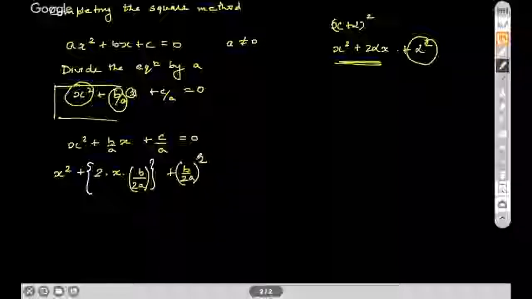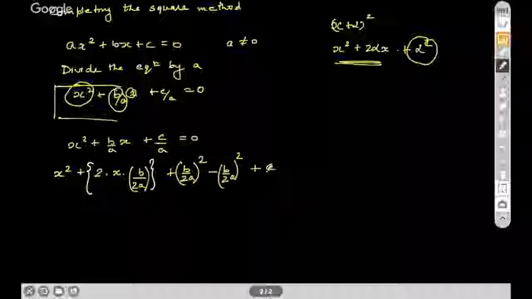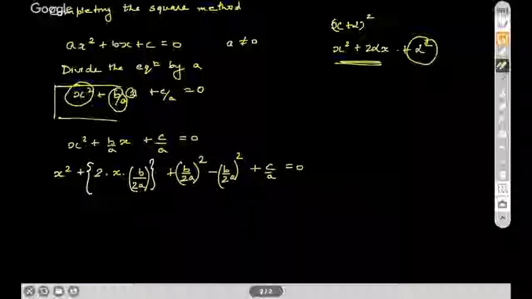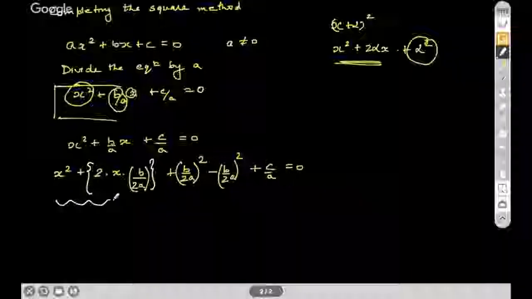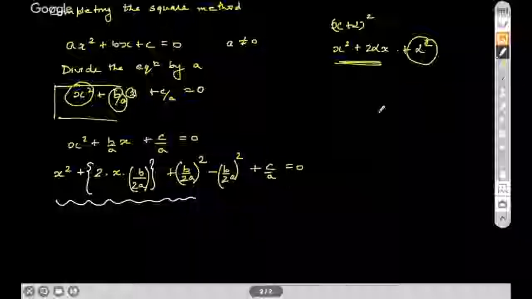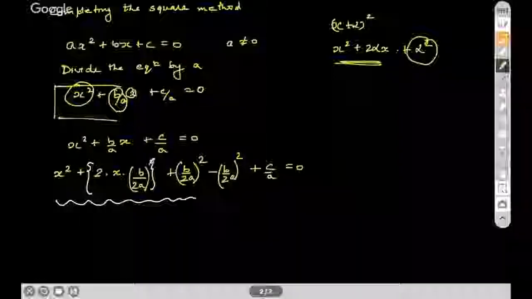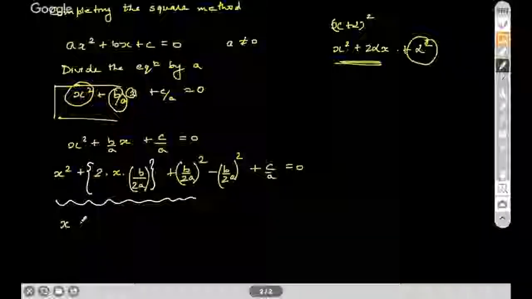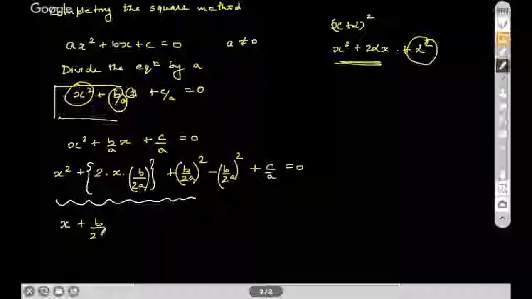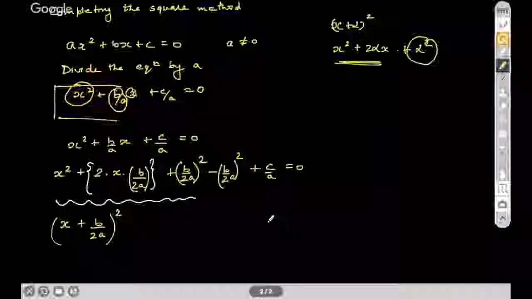But if I have added something extra to the equation, I can get back to the original equation by subtracting the same quantity, isn't it? So this I can do. Now this addition and subtraction nullifies the effect, and then finally I can add c by a, which was already there. Now why did I do that? If you see, you can clearly see a pattern here. This is a square, right? So if you see, this is nothing but x plus b upon 2a whole squared, right?